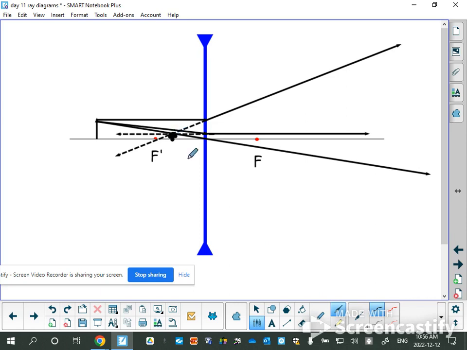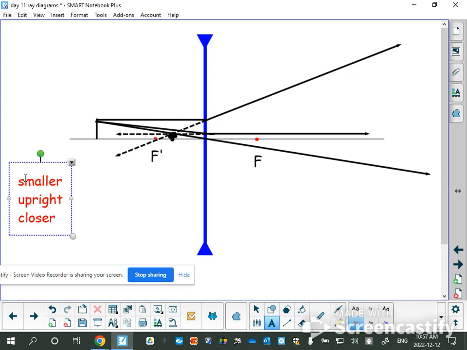It'll be a tiny little arrow, but it's still an arrow. It is above the principal axis, so it is upright. And I can now name that it is smaller, it is upright, it is closer than the original object to the lens, and it will be virtual because I had to trace it back in order to see it, because I'd be looking through and my eyes would trace it back and see it. No screen, and upright is always virtual.